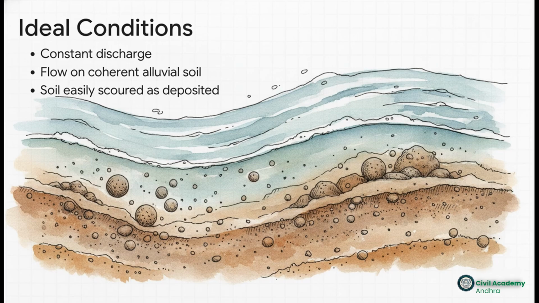First off, the channel must have a constant discharge. Furthermore, the flow has to be on coherent alluvial soil. What that means is the soil is loose enough that it can be scoured by the water just as easily as it's deposited back onto the bed. These conditions are the core assumptions that make all of the upcoming math possible.